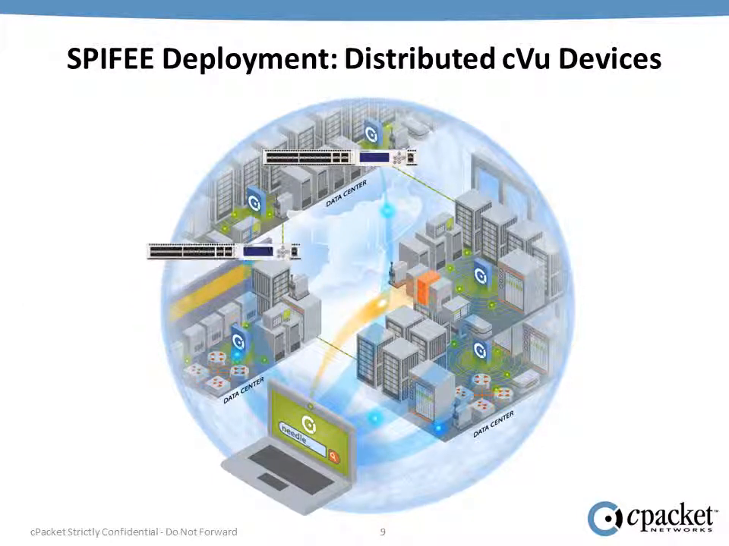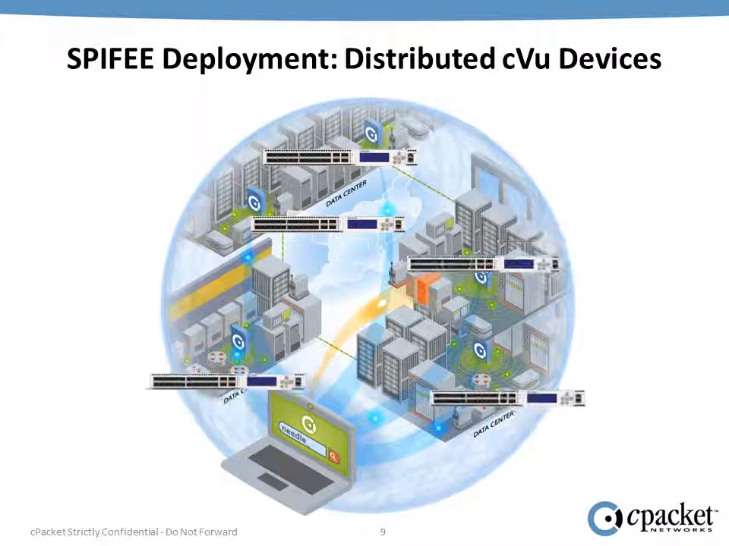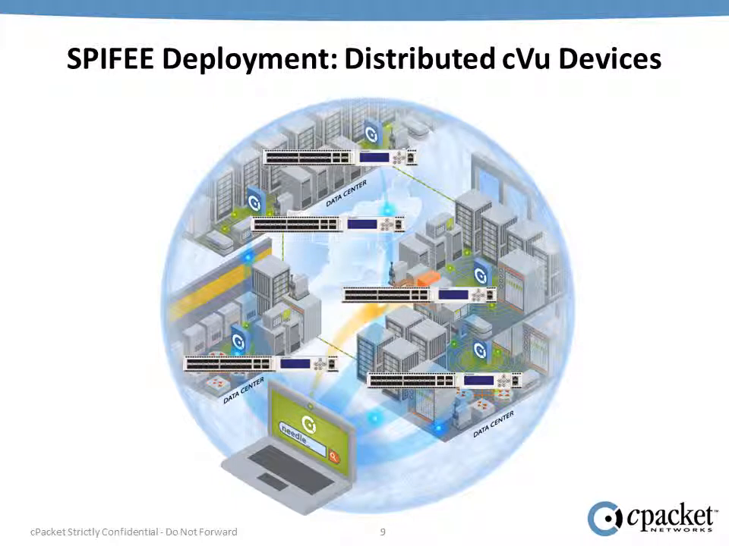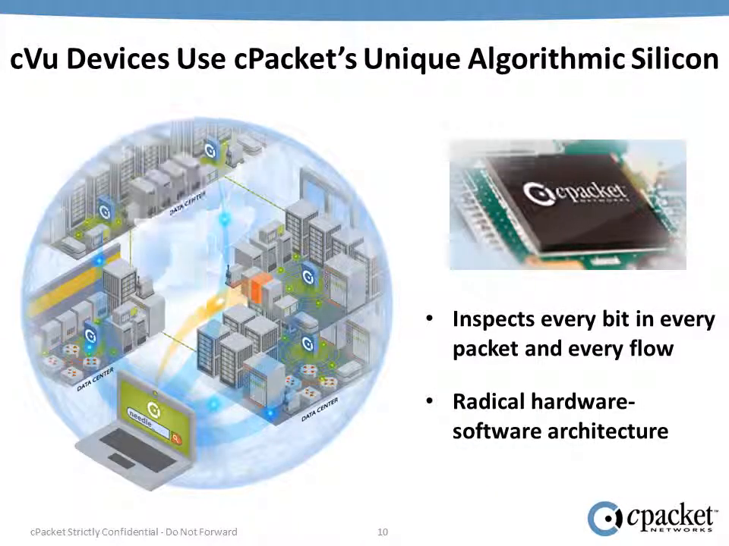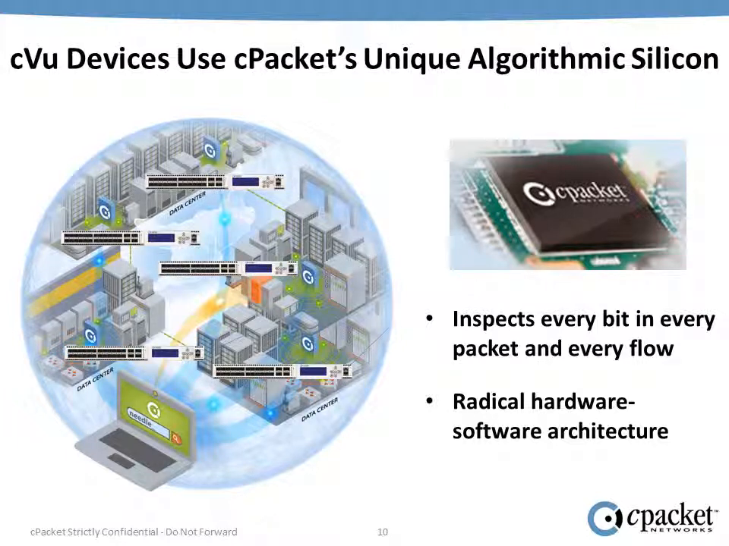The implementation of the SPIFEE deployment relies on the CView devices and the smart ports which are distributed across the entire environment. cPacket's unique algorithmic fabric chip enables the smart ports to inspect every bit in every packet and every flow at full line rate under any traffic conditions, deterministically.